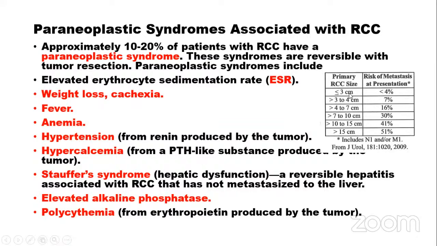This is primary RCC size and risk of metastasis at presentation. If the size is less than or equal to 3 cm, there is less than 4% risk of metastasis at presentation. More than 3 to 4 cm, 7%. More than 4 to 7 cm, 16%. More than 7 to 10 cm, 30%. More than 10 to 15 cm, 41%, and more than 15 cm is a 51% risk of metastasis at presentation.